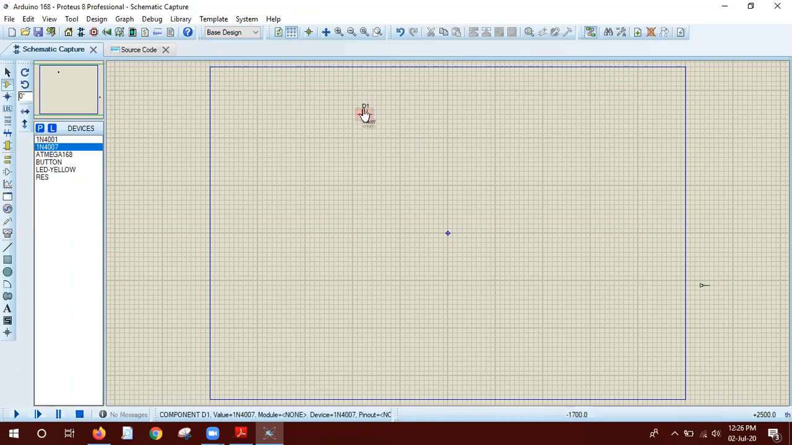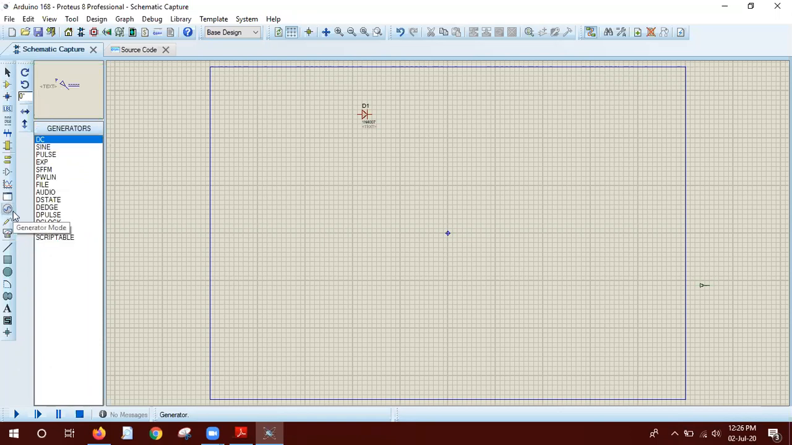After that, what will I need? I will definitely need a DC source, isn't it? Yes, sir. A DC source. So here is the generator mode. You see the symbol of generator mode. You go to generator mode, and at the very beginning you get the DC. So I click here, I get the DC, I put it there, and we got our voltage here. We just connect it with the upper side of that diode.